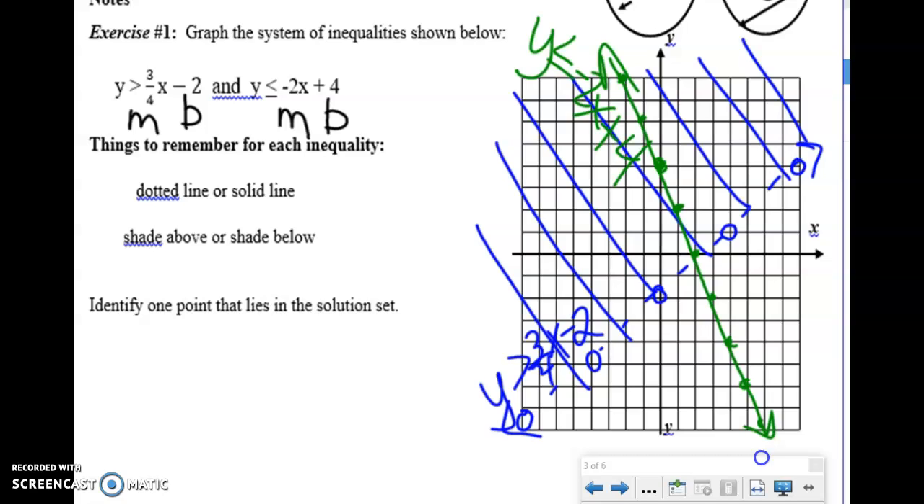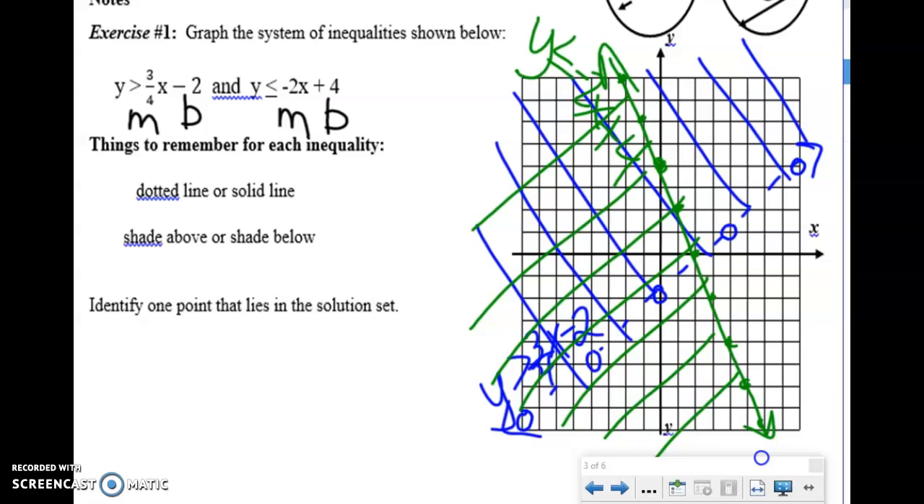Now we have to remember again, shade above or shade below. Those little hints are not always going to be there for you, so you've got to start to remember to do this on your own. So if it's less than, you're going to shade it below. So that would be on this side. Okay, so that is a system of inequalities graphed, but let's talk about the solutions, okay?